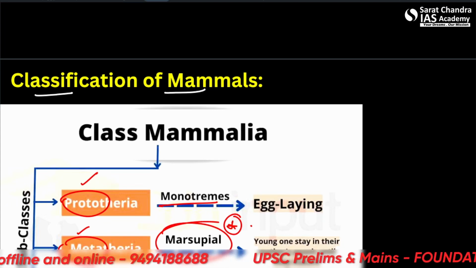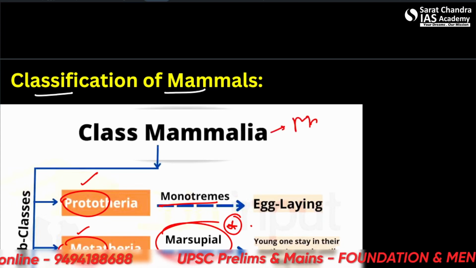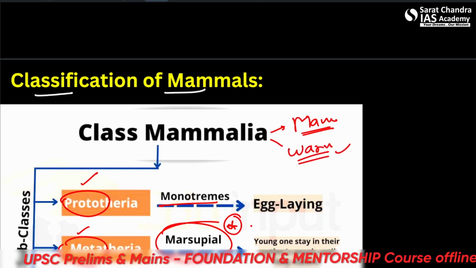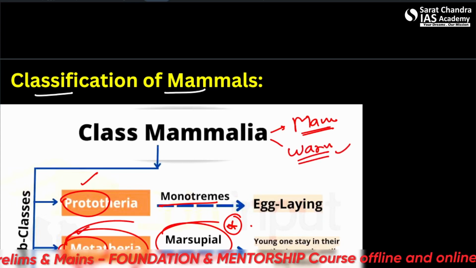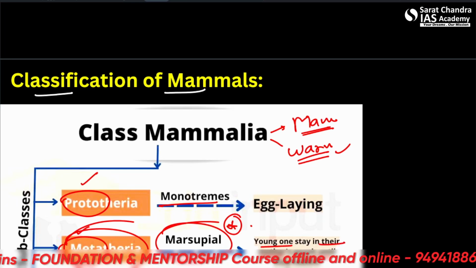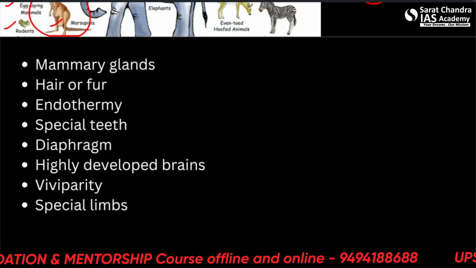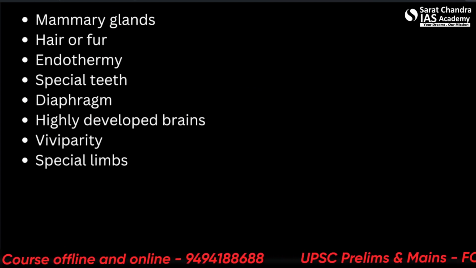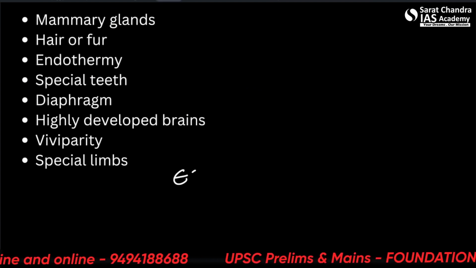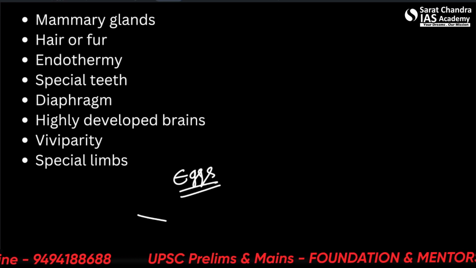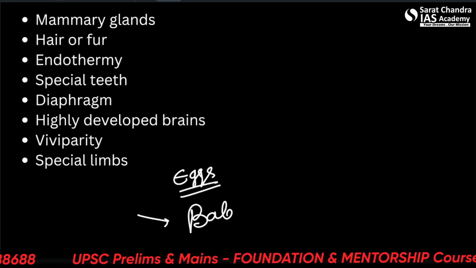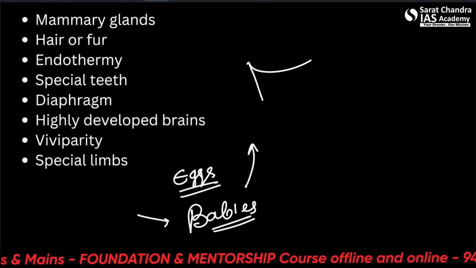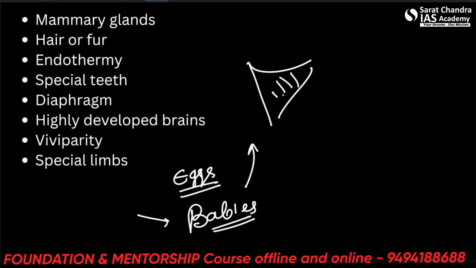So now we are sure about 2 things: that marsupials are mammals, and they are warm-blooded, and they are metatherians. That means young ones stay in their mother's pouch until they mature. When we are talking about these animals, we are saying that they are viviparous. That means they do not lay eggs. They give birth directly to babies. So the kangaroo babies also come out from the uterus as they normally should.